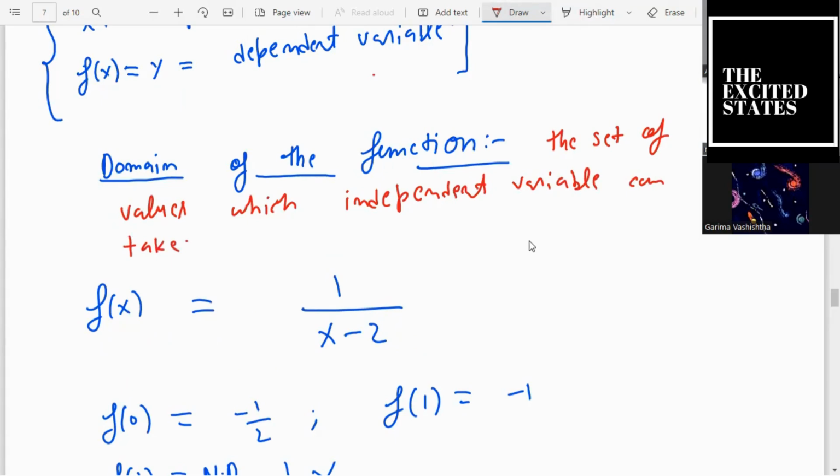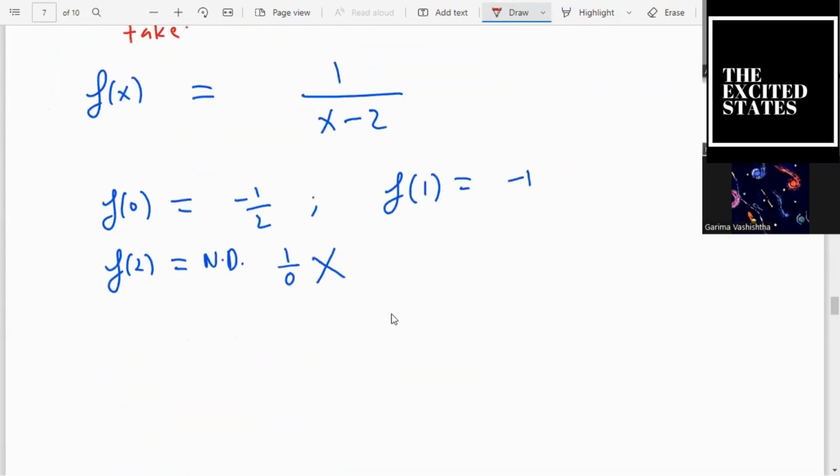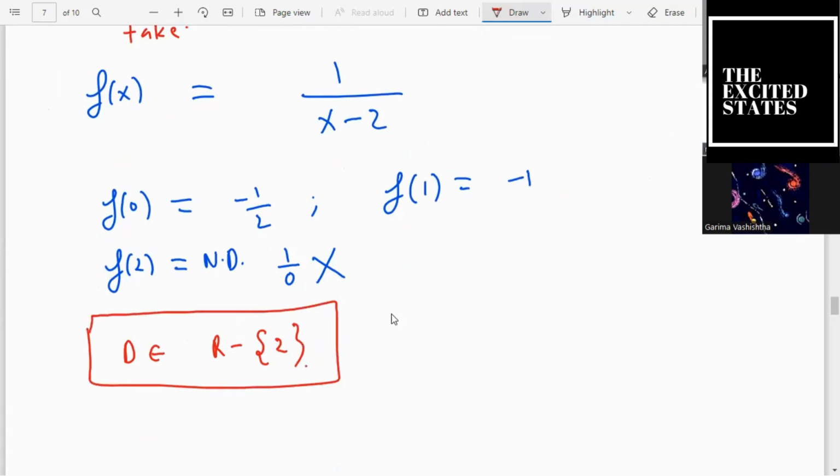So that means the domain of this function will be all real numbers except x equal to 2. So this will be the domain of the function. R means all real numbers, and minus curly bracket 2 means except 2.